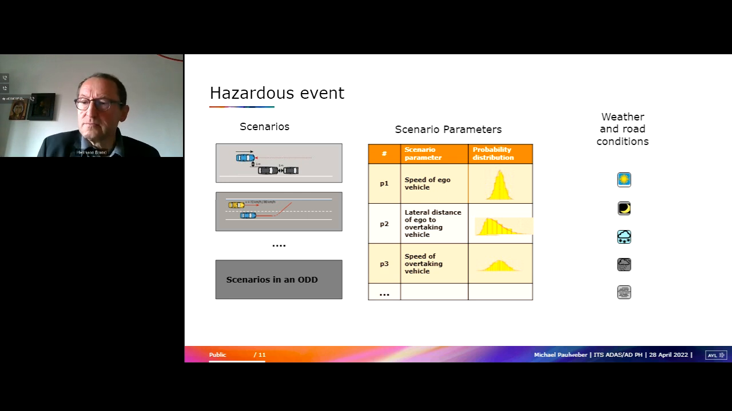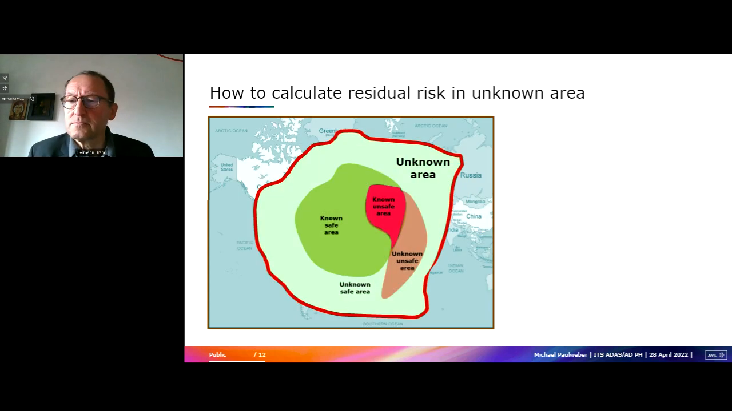When you have that for the different scenarios which can happen in your ODD, then you can use the methods described before, and you have a method to calculate the residual risk, so the area in which non-safe situations can occur. But that is just for this safe area. For the unsafe area, we have to predict what can happen in addition, although it was not seen before. So it's more or less trying to look into the future.